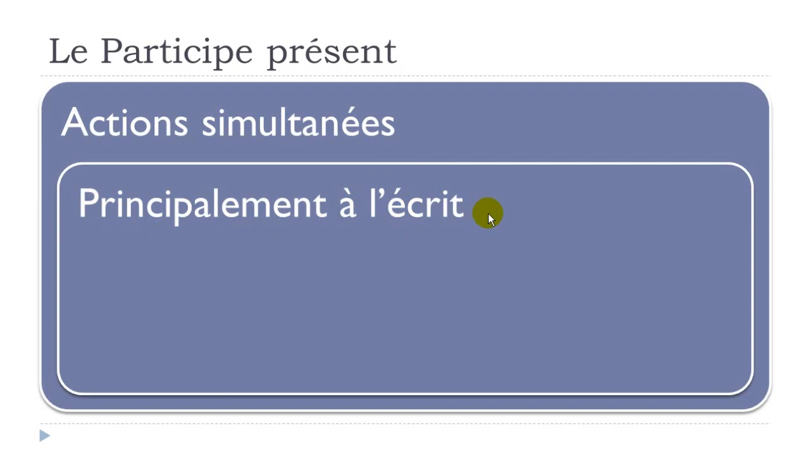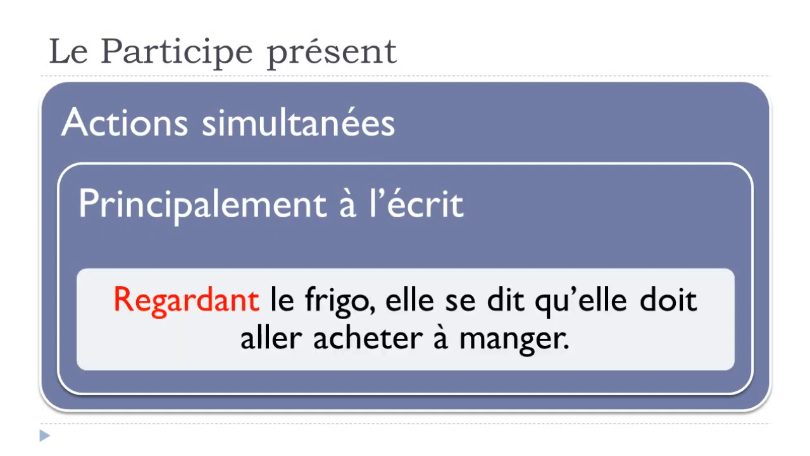Normally, if you want to use it orally, you will use this gérondif form, so the form that we saw previously, okay? But then it's possible to use it like that, so think about that, and it's mostly if you want to write it. So, regardant le frigo, okay, regarder is to watch or to look, frigo, the fridge.